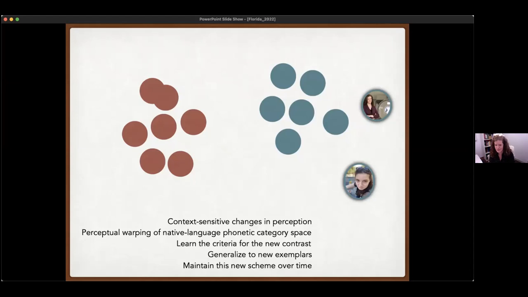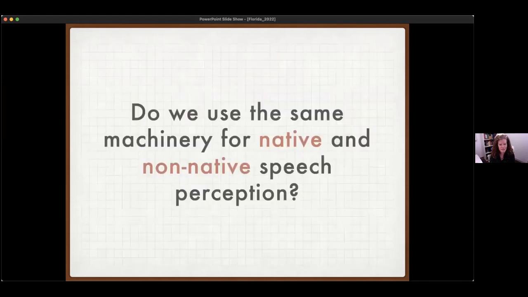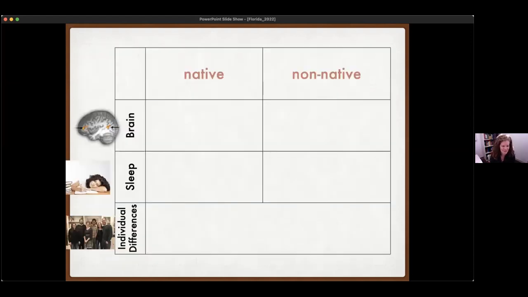Okay, hopefully I've given you sort of a bird's eye view of this process and how it could be similar between these types of learning. And so really we're going to spend the rest of our time with this question. Do we use some of the same machinery for native and non-native speech perception? And this takes me on a little bit of a funny path through my own work. Some of it's rather old, some of it's rather new, but hopefully we'll find some places where it sticks together.